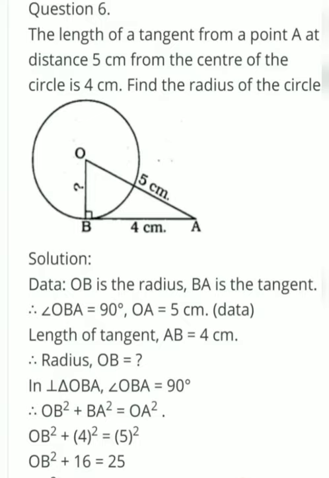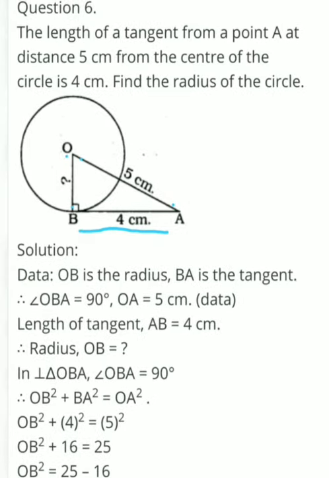Now sixth question. The length of tangent from a point A at a distance of 5 cm from the center of the circle is 4 cm. Find the radius. In this question we should find this radius OB. Now we will see the data. OB is the radius of the circle and AB is the tangent to the circle, and angle OBA is equal to 90 degrees. And from the center to the external point is 5 cm.